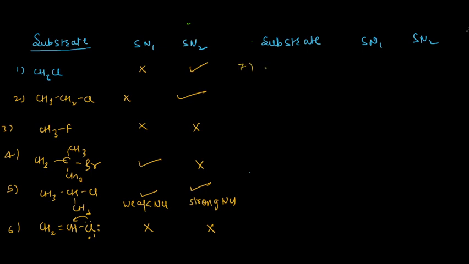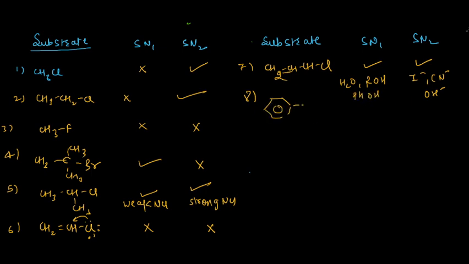Seventh, CH2=CHCH2Cl. It will give SN1 and SN2 both. Eighth, when we have a weak nucleophile like water or alcohol, it will give SN1, and when we have a strong nucleophile like I minus, CN minus, it will go through SN2. It could be PhOH also, a lot of examples could be there.